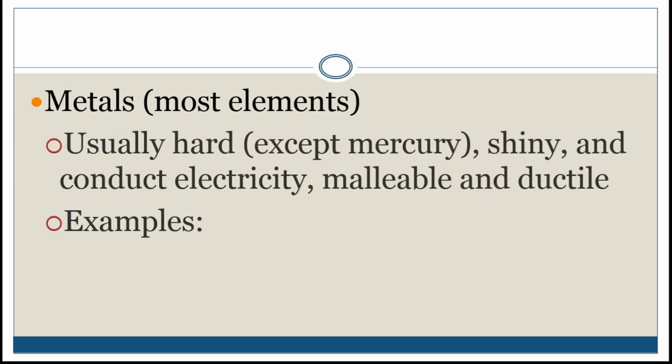Metals, which are most elements. They are usually hard at room temperature, except mercury. Mercury is the only metal that's liquid at room temperature. They are usually shiny, and this makes sense. When you think of the word metal, hopefully you think of something that's shiny, Candace. They conduct electricity. They're malleable. What that means is you can beat them into sheets, you can mold them, you can melt them. They're ductile. That means that you can form them into wires.